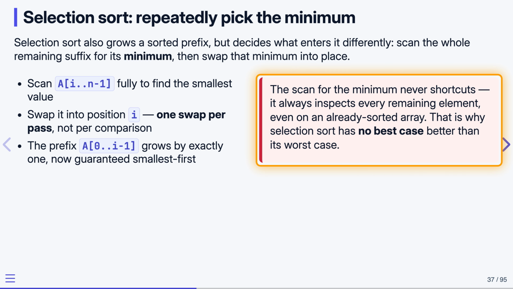Watch out for one thing. The scan for the minimum never takes a shortcut. It always inspects every remaining element, even when the array is already sorted. That is why selection sort has no best case that beats its worst case.